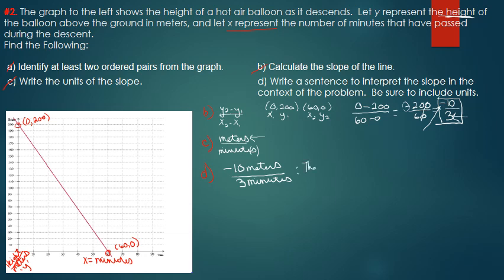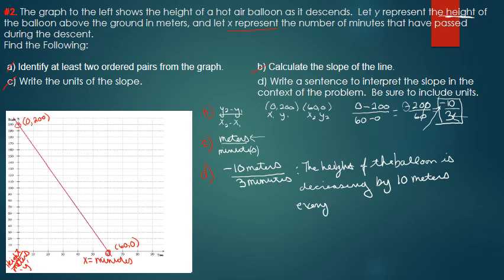So the height of the balloon is decreasing by 10 meters. You can say per, or every, and that sounds a little bit better to me in this case: by 10 meters every 3 minutes.